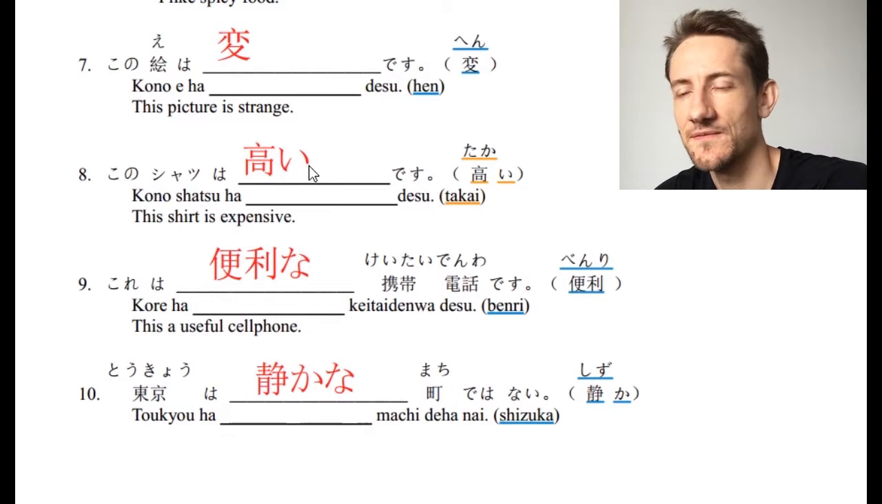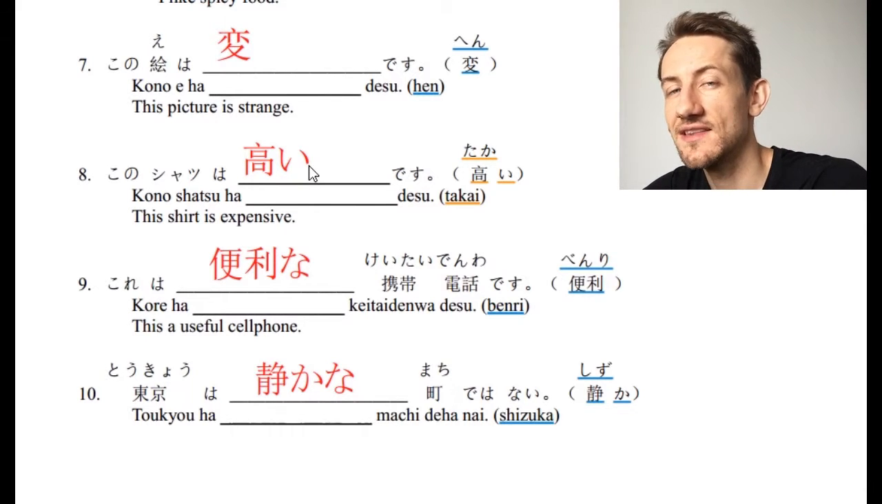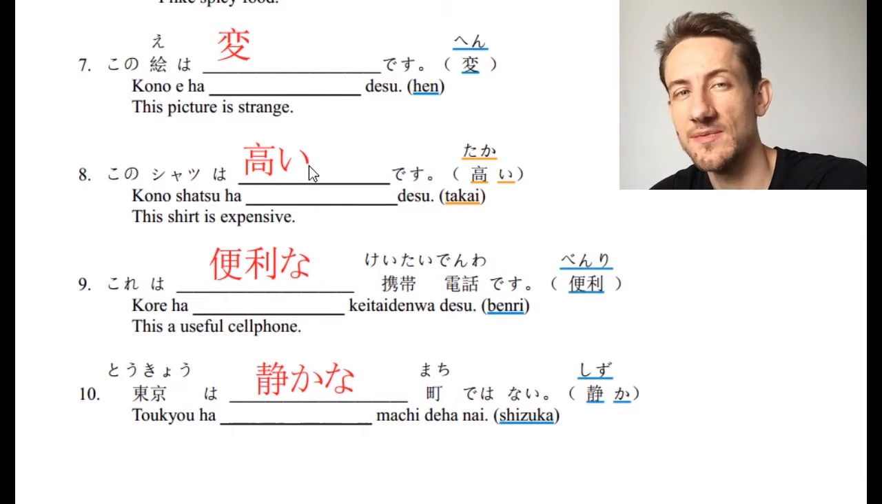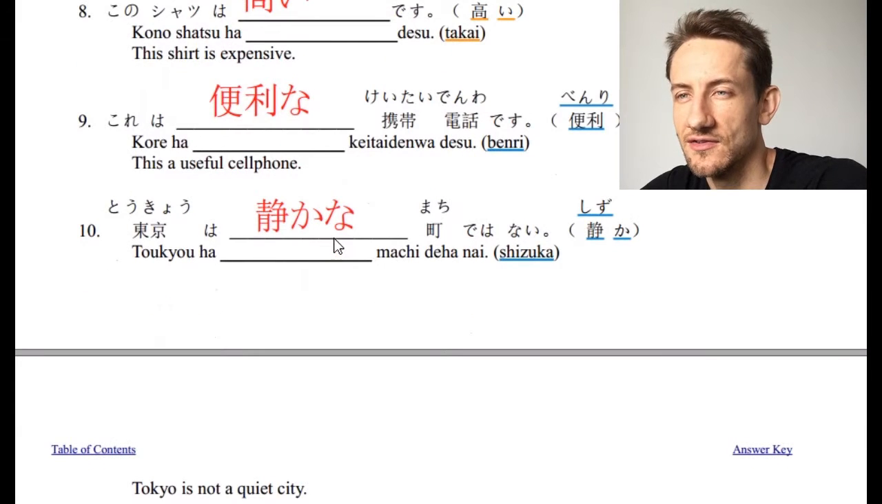This shirt is expensive. So takai is a good word to know if you go shopping and you can say, takai. It's expensive. And the opposite is yasui, means cheap. Yasui. So you have takai and yasui. Anyway, moving back to our problems.